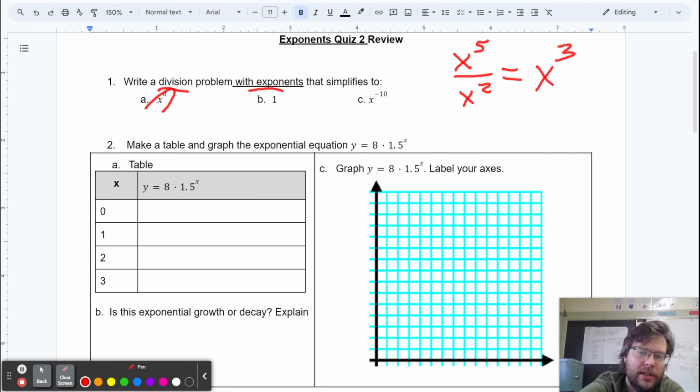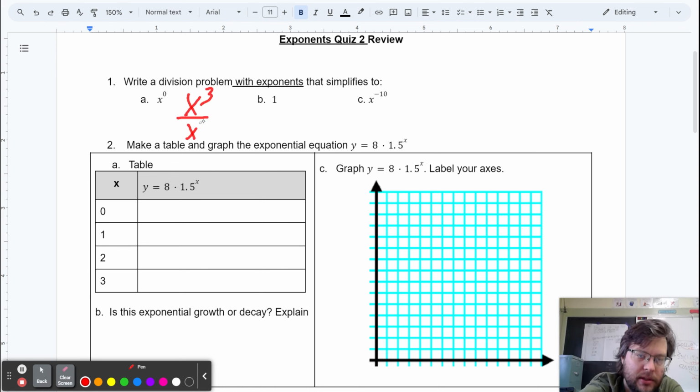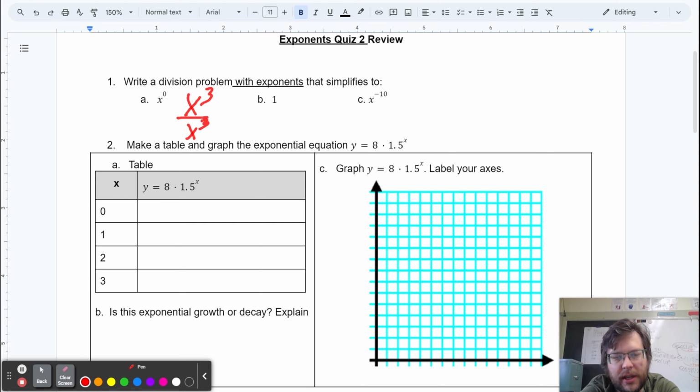So what we need to do here is come up with a division problem where we go top minus bottom and end up with 0. What I think threw off a lot of you is that there are a lot of different possible answers. X to the third over x to the third works. X to the seventh over x to the seventh works. X to the anything divided by x to the anything works, because you do top minus bottom and then you get 0. So this equals x to the 0.